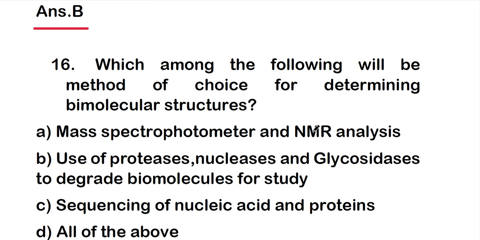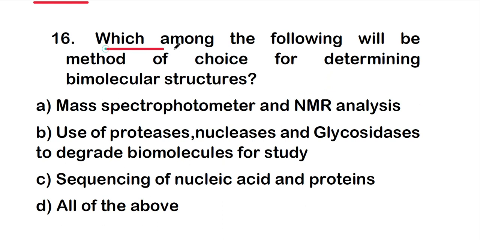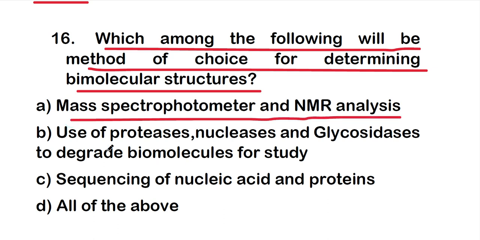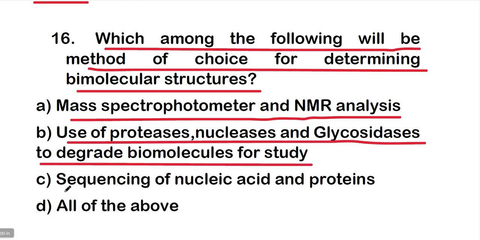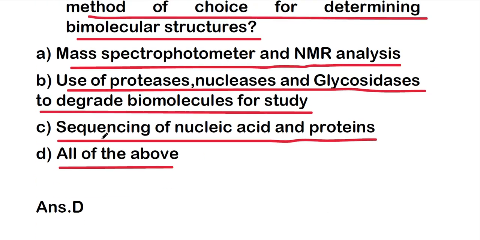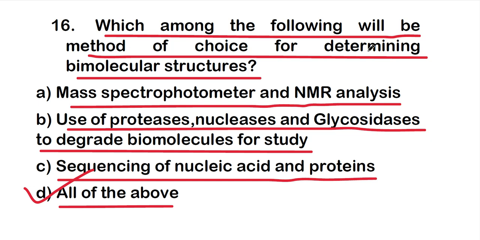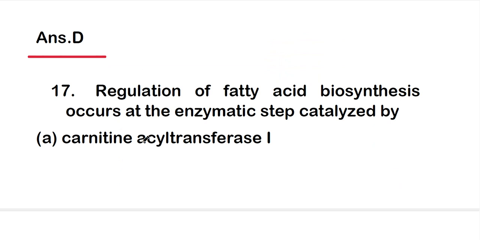So move on to the next question, that is, which among the following will be the method of choice for determining biomolecular structure? The options are mass spectroscopy and NMR analysis, use of protease, nuclease and glycosidase to degrade biomolecules for study, or sequencing of nucleic acids and proteins, or all of the above. And the right one is option D, that is all of the above are correct about the methods of choice for determining biomolecular structures.